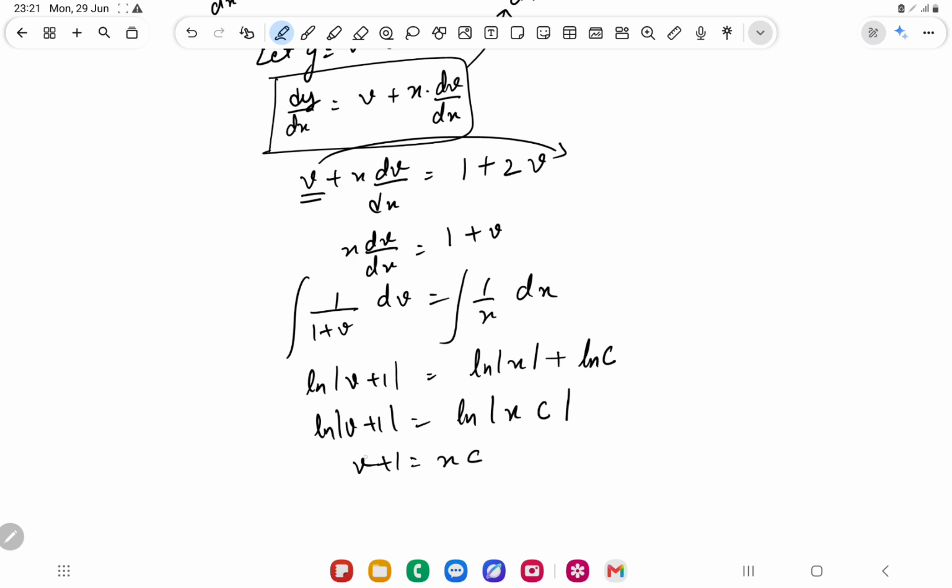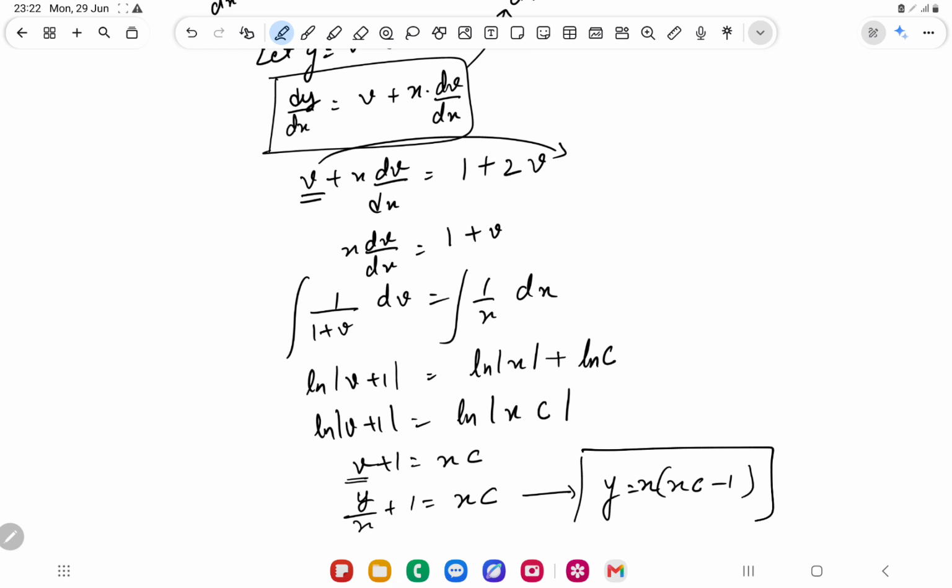Now my question was in y and x, so I cannot have this v. So v was y over x, so I can write y over x plus 1 is equal to x into c. Now if any condition is given to me, I can find c. So this becomes my general solution. So I can write my general solution as xc minus 1 into x. So this becomes my general solution. Now if any x or y condition is given to me, I can find out the particular solution also.